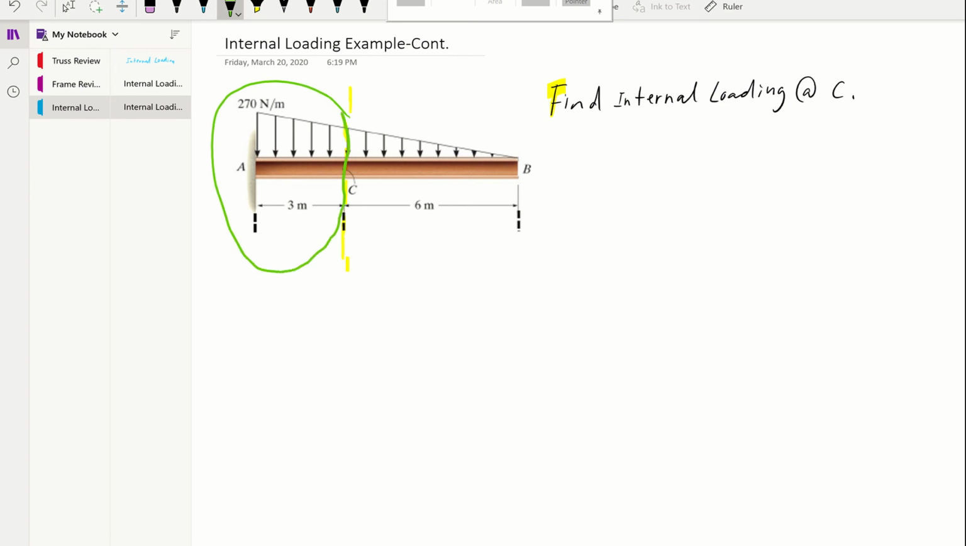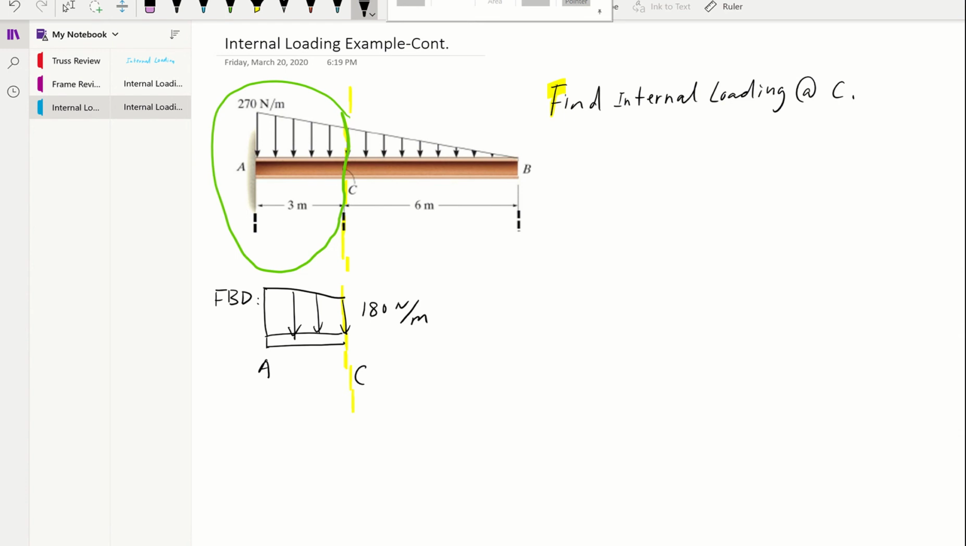So today our goal is to look at the left section and see if we get the same answer for the internal loading. We're going to draw our FBD of the left section, which is the AC segment, and here is where we cut. So that's A and C. This distributed load starts at 270 and reduces to some point here. Remember from the last video we showed, using proportionality or similar triangles, we got this value here. I believe it's 180 Newton per meter.